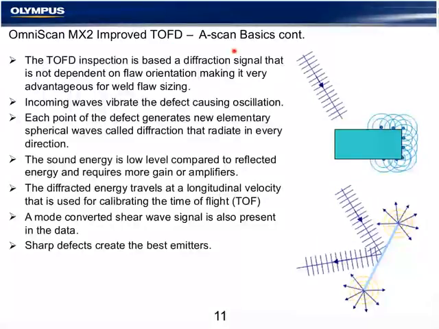So TOFD inspection is based on a diffraction signal not dependent on flaw orientation. That makes it very advantageous for weld inspection. Incoming waves vibrate in every direction and radiate energy. The sound energy is very low level compared to reflected energy, and the diffracted energy travels at a fixed longitudinal velocity that can be calibrated. Mode converted shear wave is also present in the data, and again, sharp defects, lack of fusion, cracks, linear type indications create the best emitters.